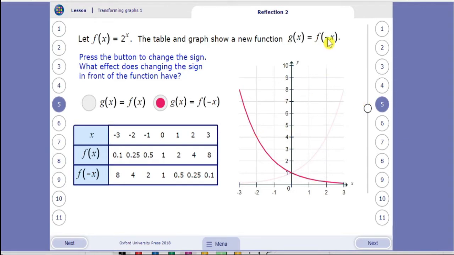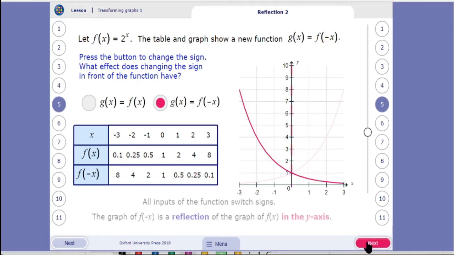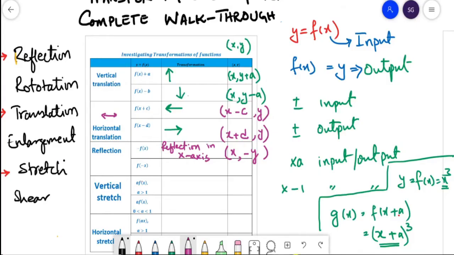So what we do is we are reversing the sign of the input, and we're getting reflection in the y-axis. The graph of f of minus x is a reflection in the y-axis. So let's put it down here. This is also reflection, but that's in the y-axis. And when you are reflecting in the y-axis, the y coordinates don't change. Only the x values have their signs reversed. You see, x is replaced by minus x.